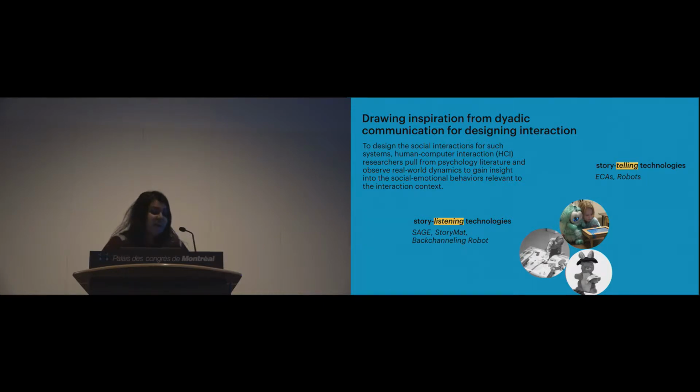To give you some additional context, a range of different technologies as story listening technologies and storytelling technologies have been developed in this space. This has taken the form of robots that can backchannel, robots that can exhibit cues when they're storytelling. This has also taken the form of embodied conversational agents, as well as things like a story mat or digital platform. When designing these interactions, HCI researchers typically pull from social psychology literature or look at data sets or look at real-world dynamics to influence the way the technologies behave.